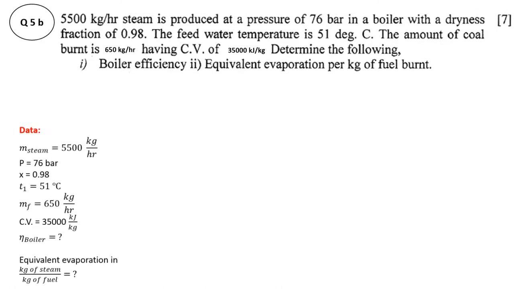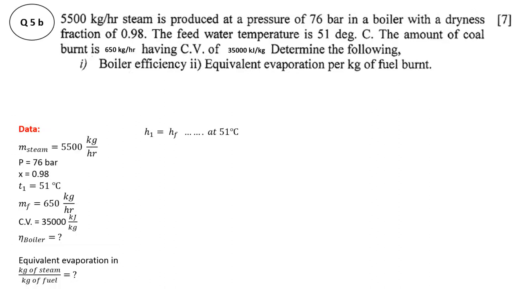So first we'll write down the data which is given to us. So mass of steam is given as 5500 kg per hour. Pressure at which the steam is generated in the boiler is 76 bar, dryness fraction is 0.98, then temperature of the feed water is 51 degree centigrade, mass of fuel burnt is 650 kg per hour and calorific value of the fuel that is burnt is 35,000 kilojoule per kg. We have to find out the efficiency of boiler and equivalent evaporation in kg of steam per kg of fuel that is burnt.